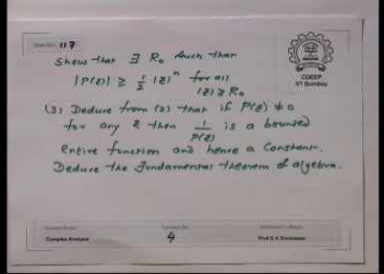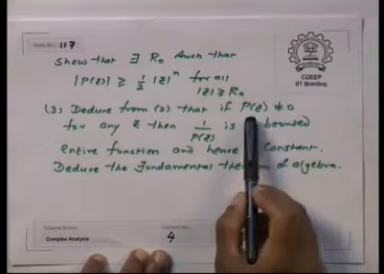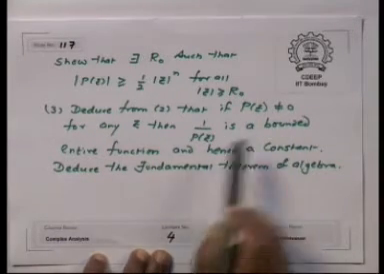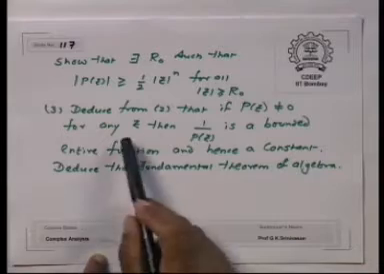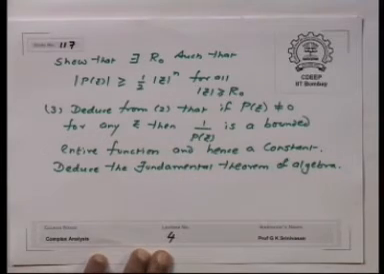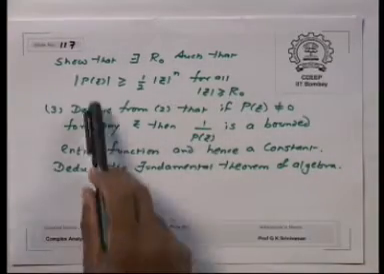Outside a large disk. Now from the previous one, we can now say that suppose P(z) is not 0, then look at 1 over P(z). Outside this disk, what is 1 over P(z)?